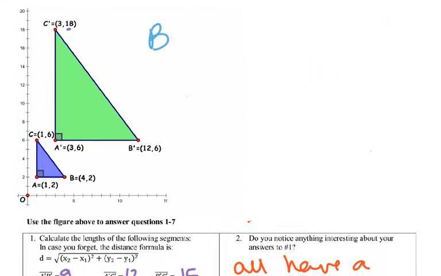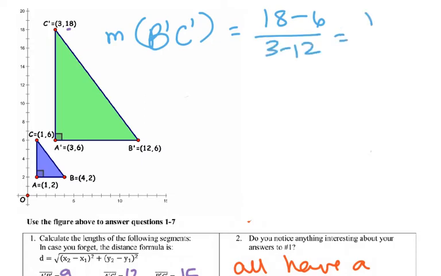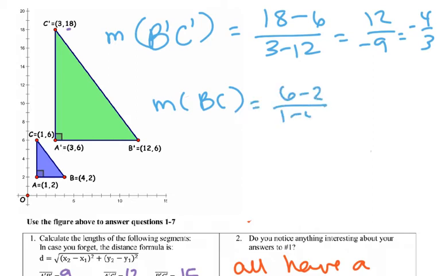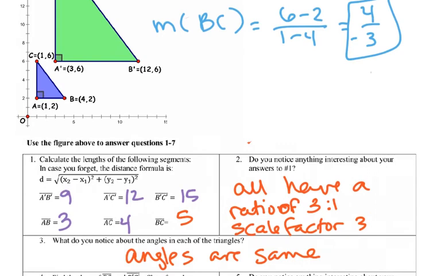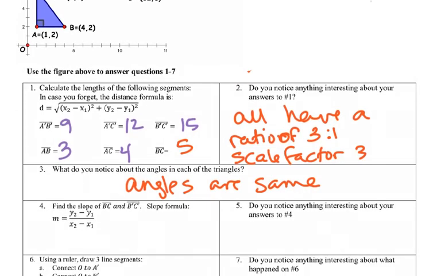So for B prime C prime, the slope is going to be 18 minus 6 over 3 minus 12, so that's 12 over negative 9, which reduces to negative 4/3. Okay, let's find the slope of BC, down here. We're going to say 6 minus 2 over 1 minus 4, so make sure you're doing the y's on top, and you can see that the slopes are the same, and so that tells me the angles are the same too. So the slopes are negative 4/3 on both of them.